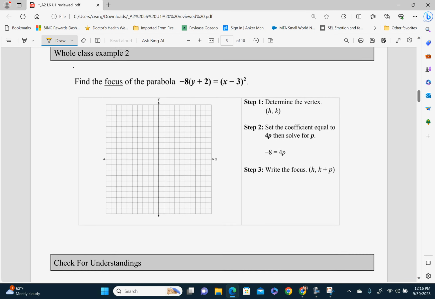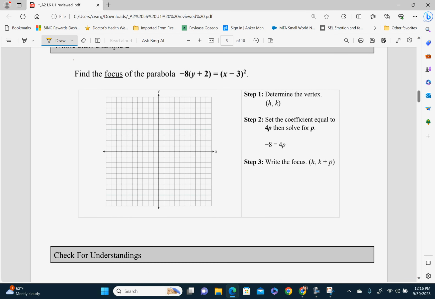Example 2. So now we have to find the focus of the parabola. So the way that we do this is by looking to see, we have our formula, so determine the vertex, right? So we have y equals 1 over 4p, parentheses, x minus h squared plus k. So we want to get this into that form, right?